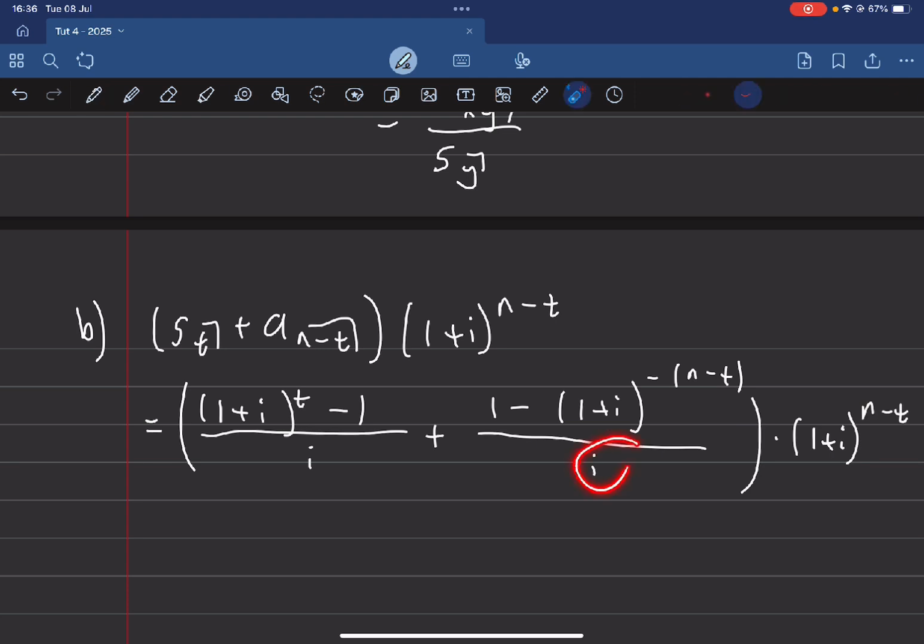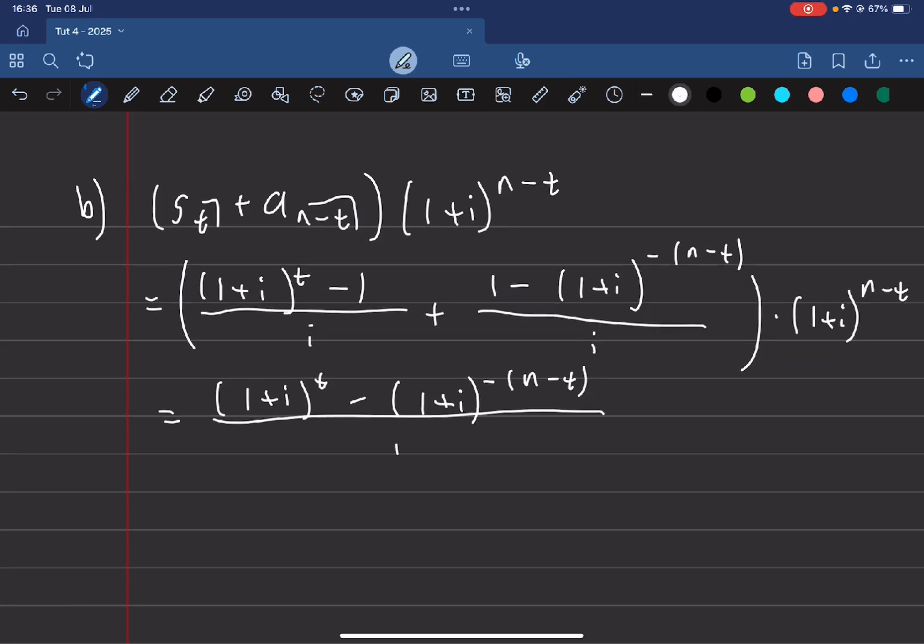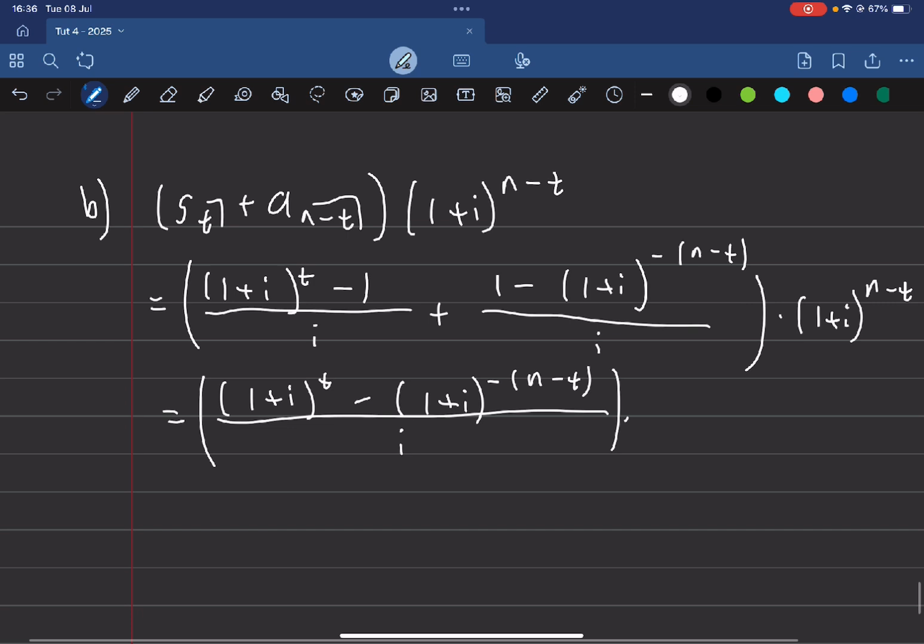Okay, we can combine these because they're both over i. And when you combine them, this is a minus 1, this is a plus 1, so they'll cancel. So we'll basically get 1 plus i to the power of t minus 1 plus i to the power of negative n minus t over i. And this is all being multiplied by 1 plus i to the power of n minus t.